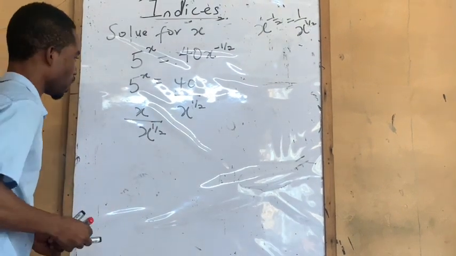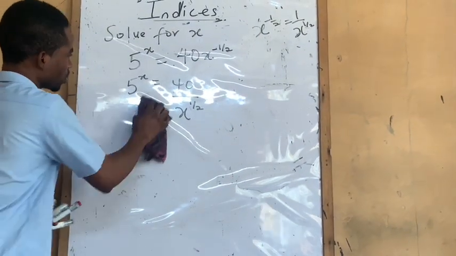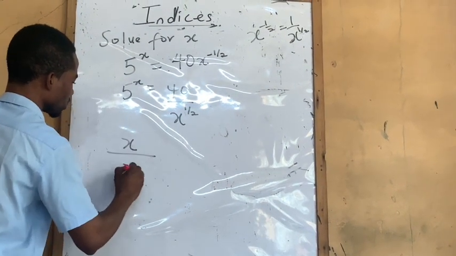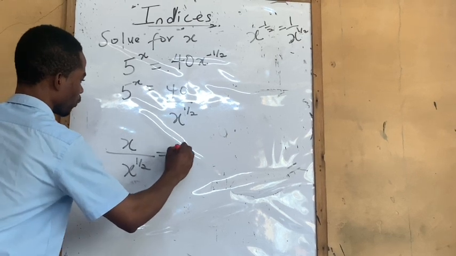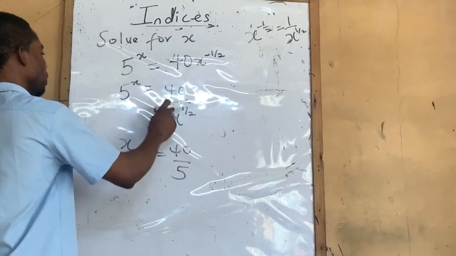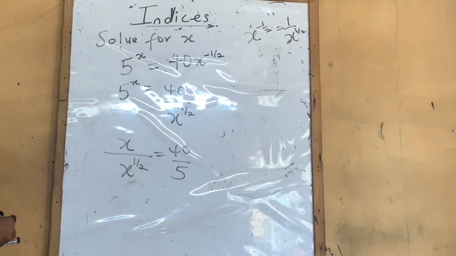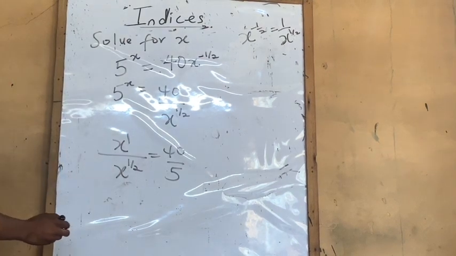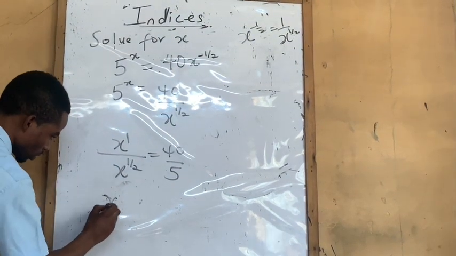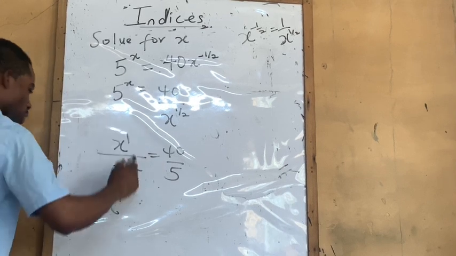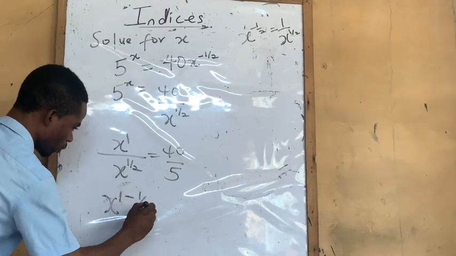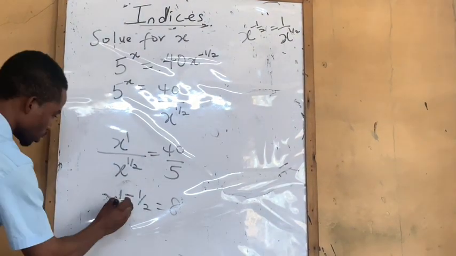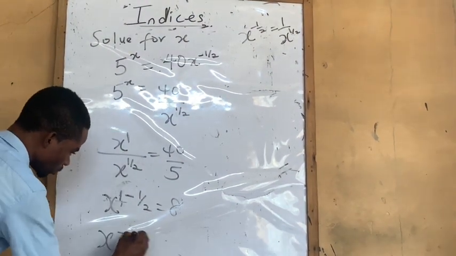Let me drop my hand. That means x all over this equals 40 over 5. I put the power down here. So the next thing we do is that, as long as this one is raised to power 1, by the time you are bringing this one up, 1 minus 1 all over 2 equals 8. Now what we will do is that we find the LCM.